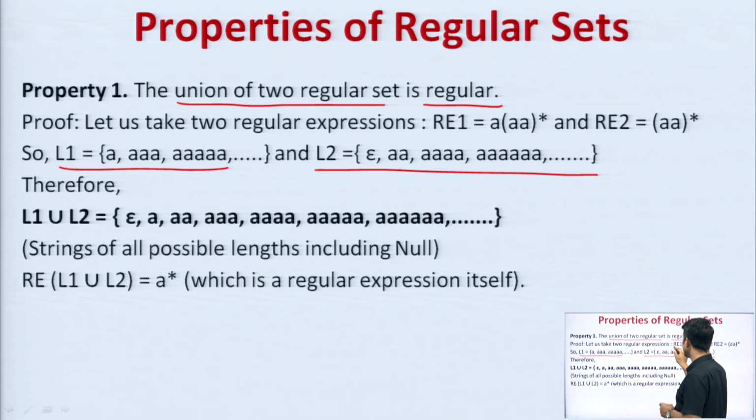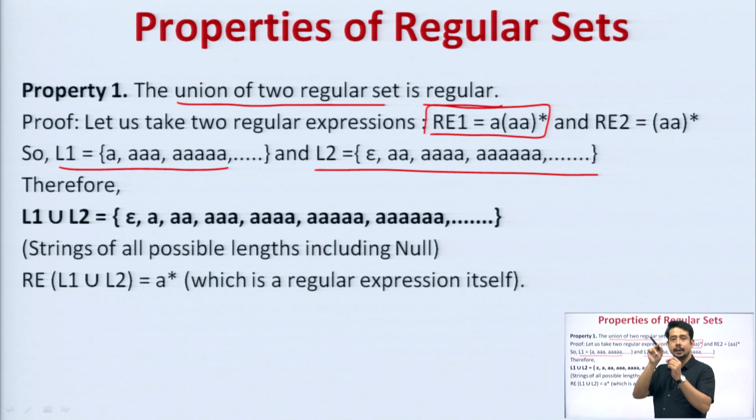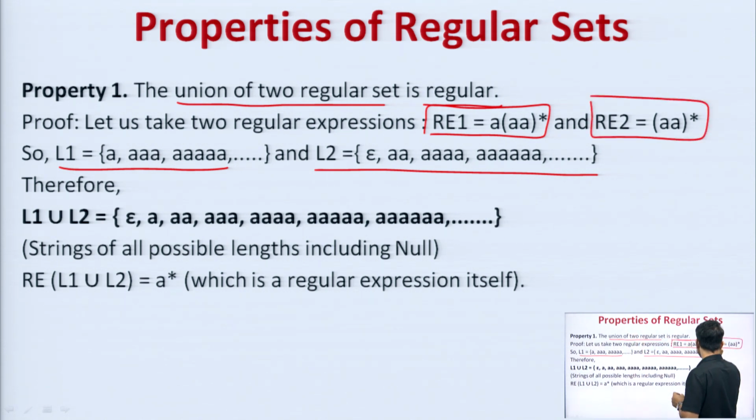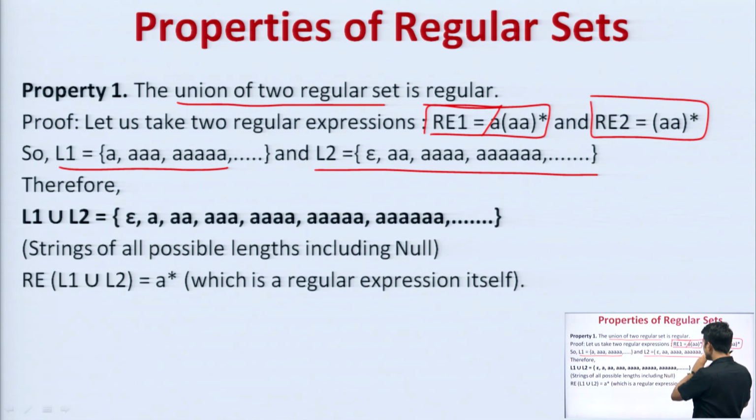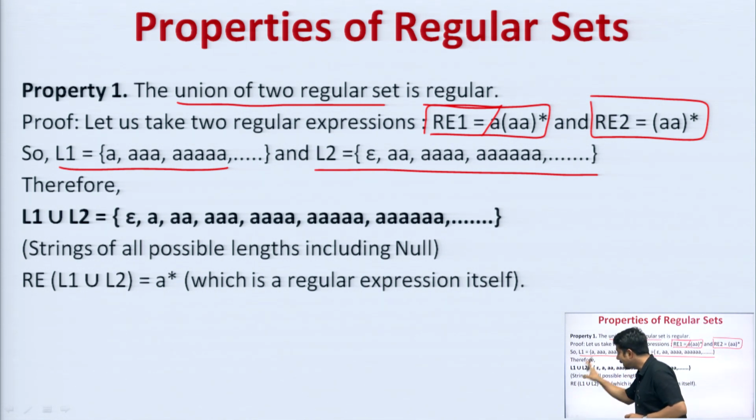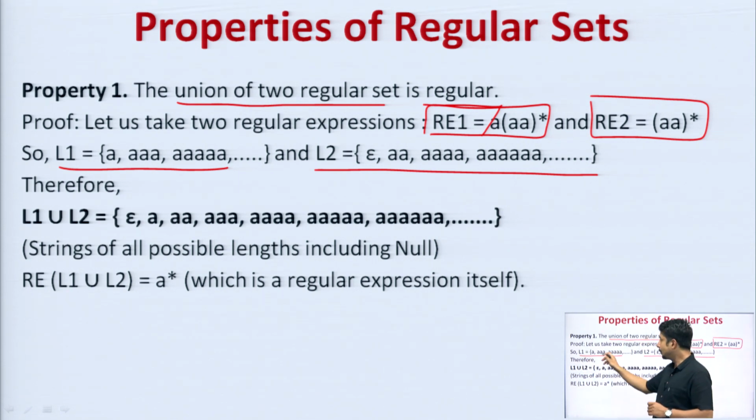With the help of a regular expression, this one a, and in this bracket a whole to the power Kleene closure, and one more regular expression I have taken, I have omitted this a and I have taken only a whole to the power Kleene closure, got it. And if you elaborate this particular regular expression in the languages, and if you take the union of these two languages, you will get the same expression again, or you will get the same language again.